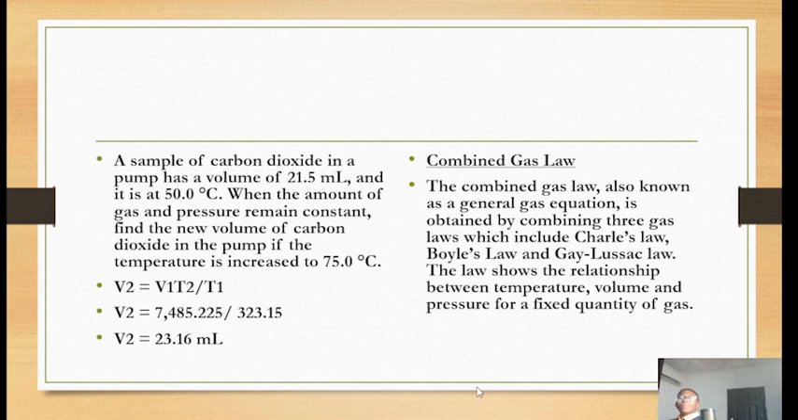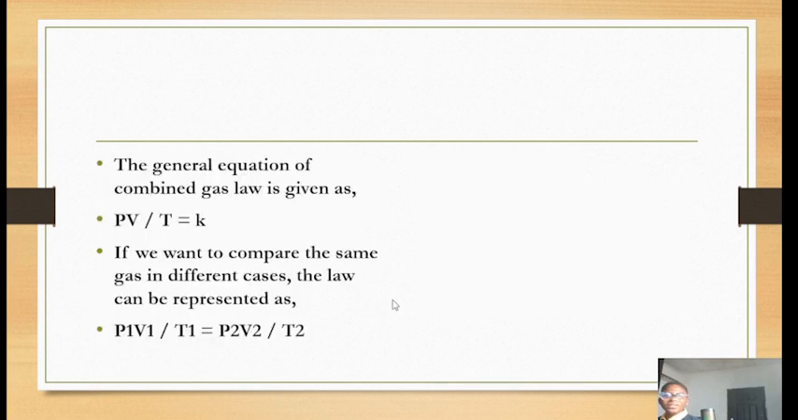You will get your answer. Combined gas law. The combined gas law, also known as the general gas equation, is obtained by combining the three gas laws, which are Charles's law, Boyle's law, and Gay-Lussac's law. The law shows the relationship between the temperature, volume, and pressure for a fixed quantity of gas. The general equation of the combined gas law is PV over T equals K, and we can have it as P1V1 over T1 equals P2V2 over T2.